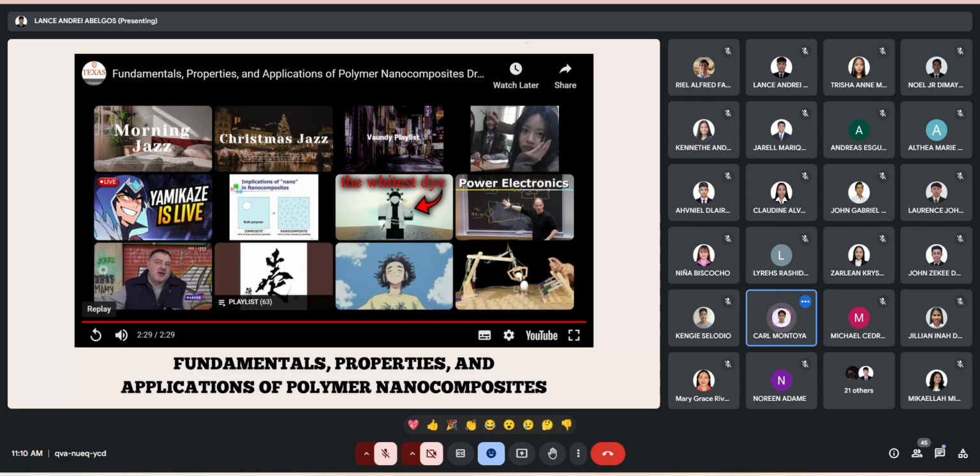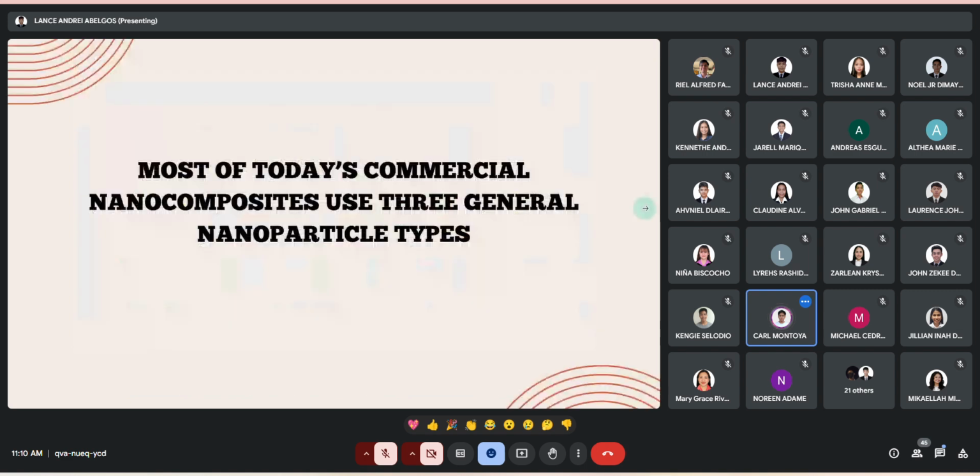If you have time, para mabasa po yung libro niya, you can search it online naman po para mas maintindihan po natin yung nanocomposite.